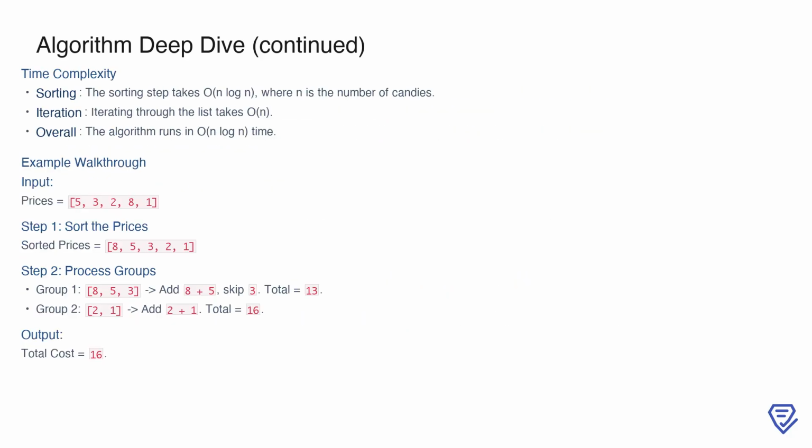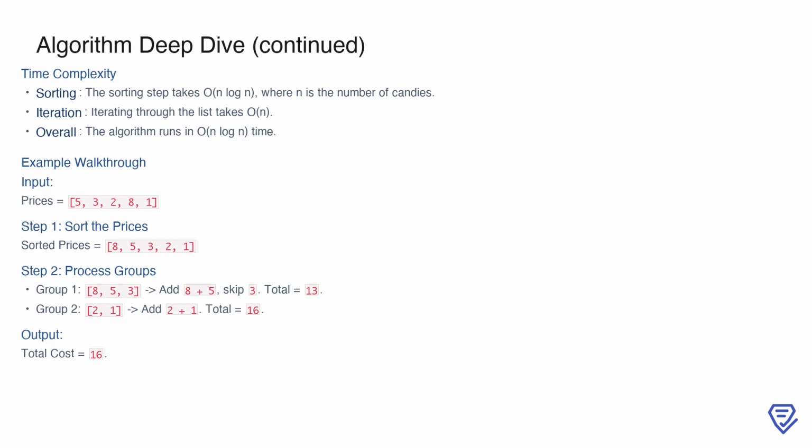The algorithm's time complexity is driven by 2 main operations. First, sorting the list of candy prices takes O(n log n), where n is the number of candies. Second, iterating through the sorted list to calculate the total cost takes O(n), as we visit each candy exactly once. Combining these steps, the overall time complexity of the algorithm is O(n log n).